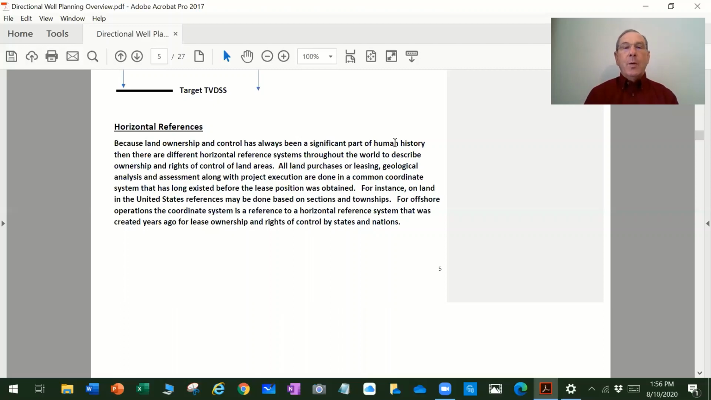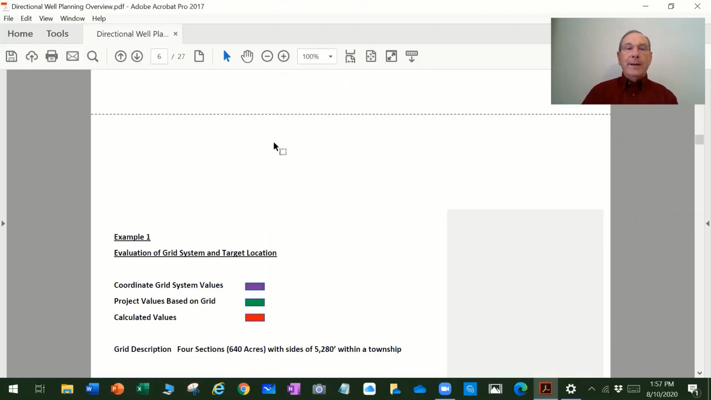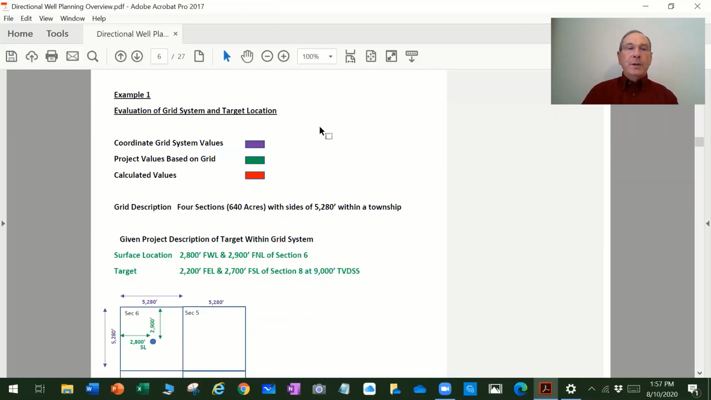It's always been very important for land ownership. And so there have always been grid systems, even if you go back to any civilization, the Babylonian civilization, Egyptian civilization. Land ownership has always been very important, and there have always been grid systems created in which land can be exchanged, and it's well understood where the boundaries are for the land. We're going to look at that with just a couple of examples.